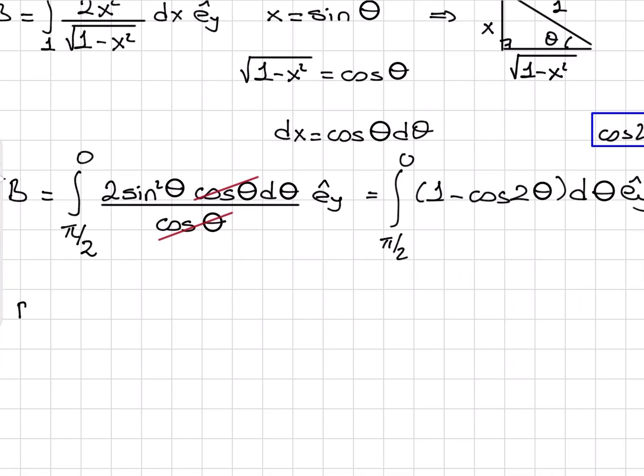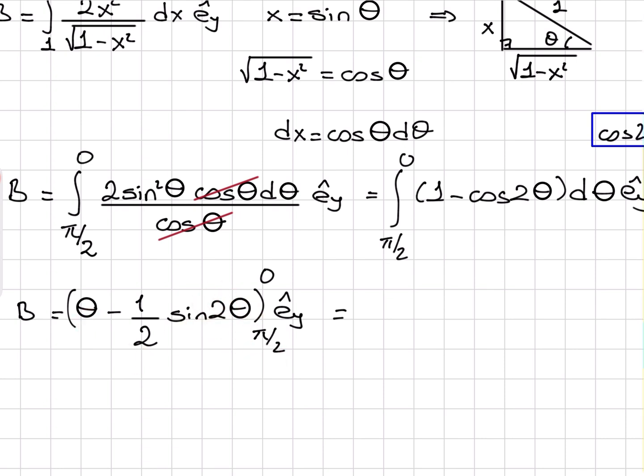So b becomes the integral of d theta, which is theta, and the integral of minus cosine 2 theta, which is minus 1 over 2 sine 2 theta. And this whole thing will be evaluated between pi over 2 and 0, in the ey hat direction. Evaluated at 0, I obtain 0. Evaluated at pi over 2, the sine becomes sine pi, which is also 0. Therefore, I will have pi over 2 from theta. So 0 minus pi over 2, I will have minus pi over 2 in the ey hat direction.